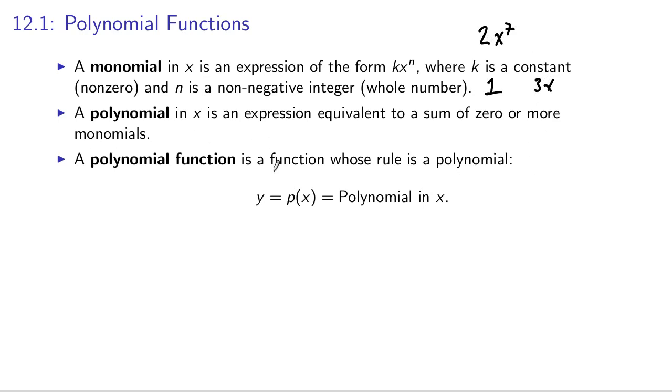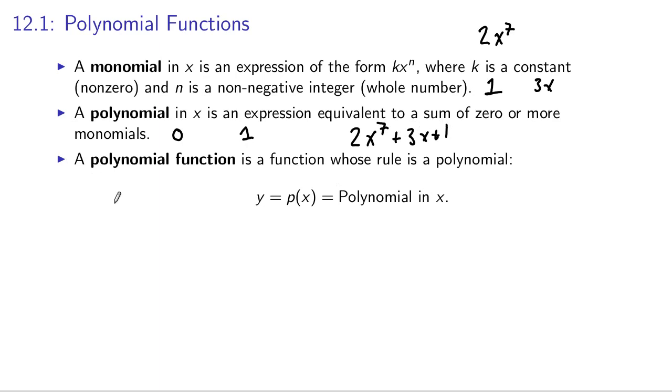A polynomial in x is an expression equivalent to a sum of 0 or more monomials. So a polynomial might have no monomials in it, in which case it would just be 0. That's a special polynomial called the zero polynomial. A polynomial could also just have one of these monomials. It can be any number but it could be the sum of all of them. It could be 2x to the 7th plus 3x plus 1. That's a polynomial.